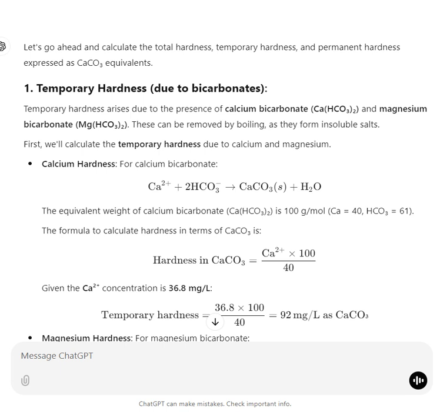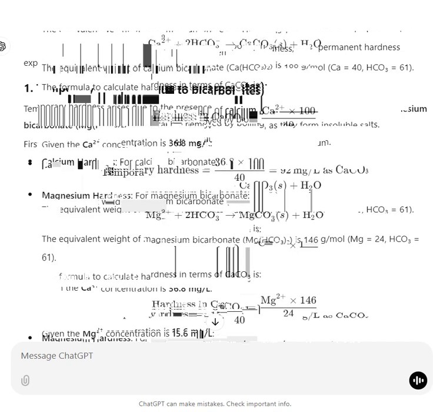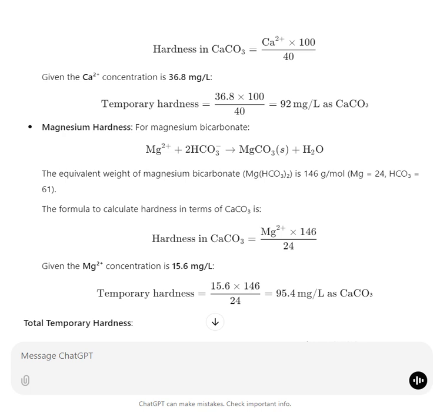Calcium hardness, for calcium bicarbonate: Ca2+ + 2HCO3- → CaCO3(s) + H2O. The molecular weight of calcium bicarbonate, Ca(HCO3)2, is 100 grams per mole. Ca equals 40, HCO3 equals 61. The formula to calculate hardness in terms of CaCO3 is hardness in CaCO3 equals Ca2+ times 100 over 40. Given the calcium concentration is 36.8 milligrams per liter, temporary hardness equals 36.8 times 100 over 40 equals 92 mg per liter as CaCO3.